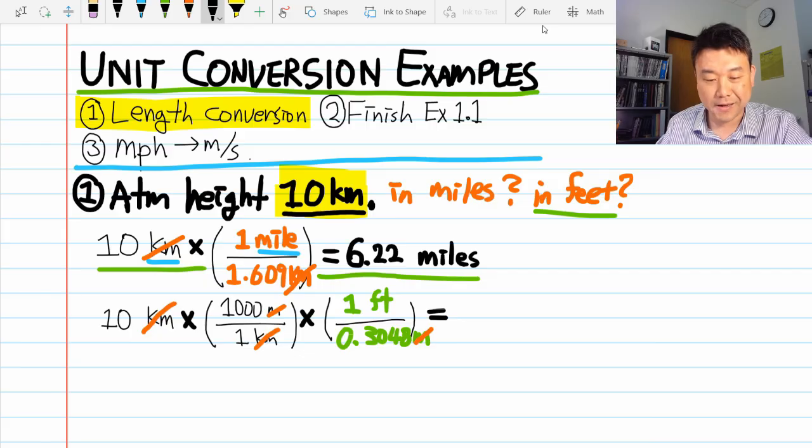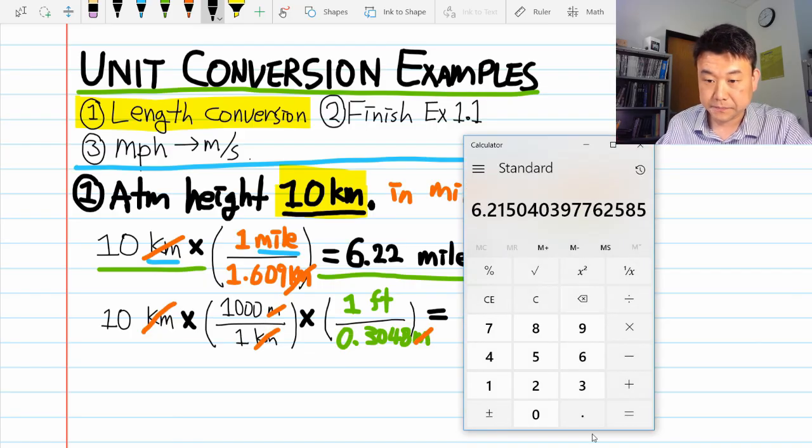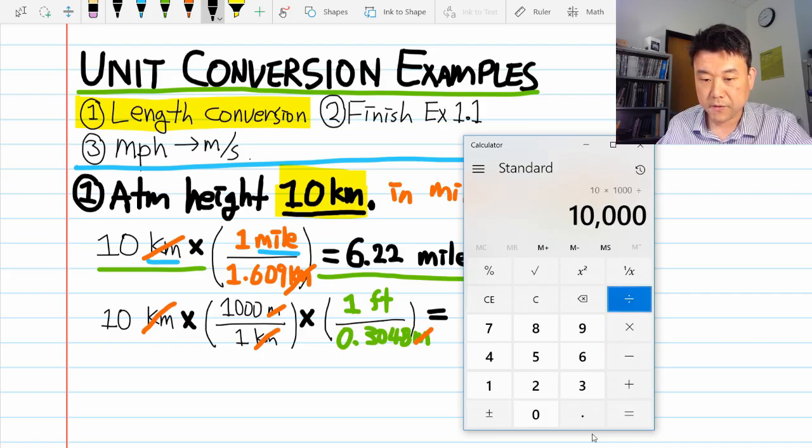So I still can't do this in my head, so I will use a calculator. 10 multiplied by 1,000 divided by 0.3048.